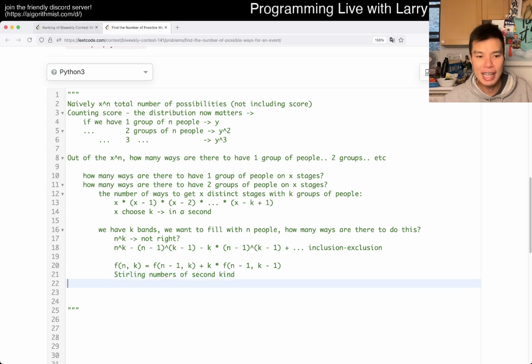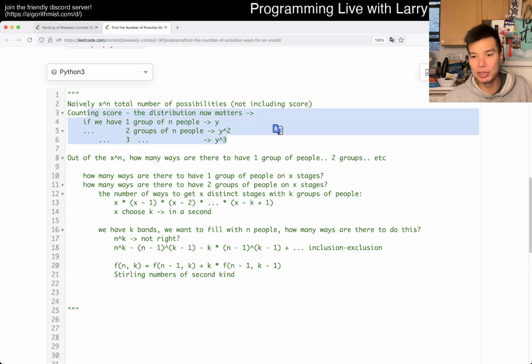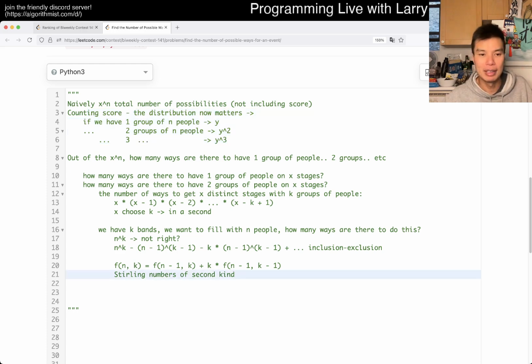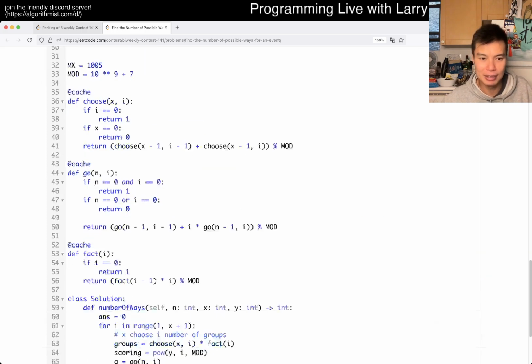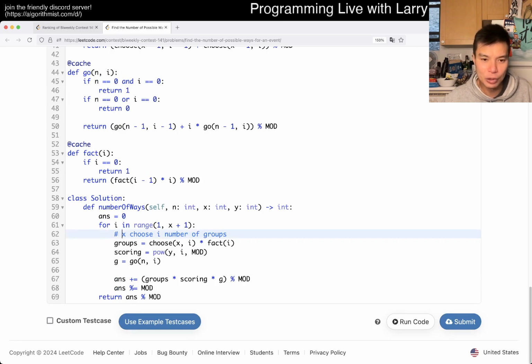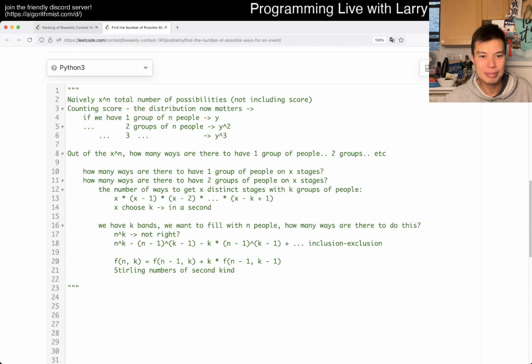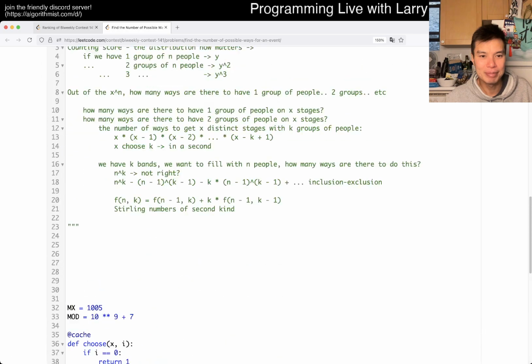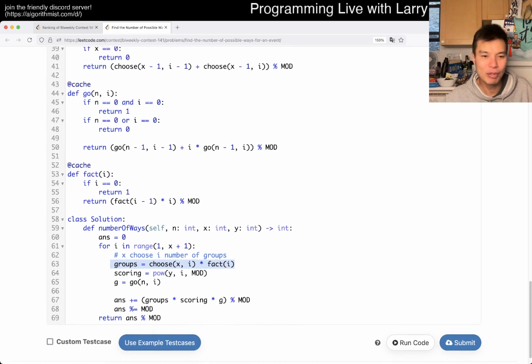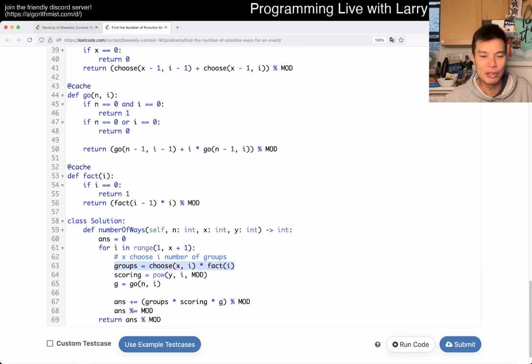But yeah, now you have this, and you have this, and you just multiply them all together and then sum it all up. That's basically the formula that I have here. So, groups. This is one way to write it, right? You could write it another way.